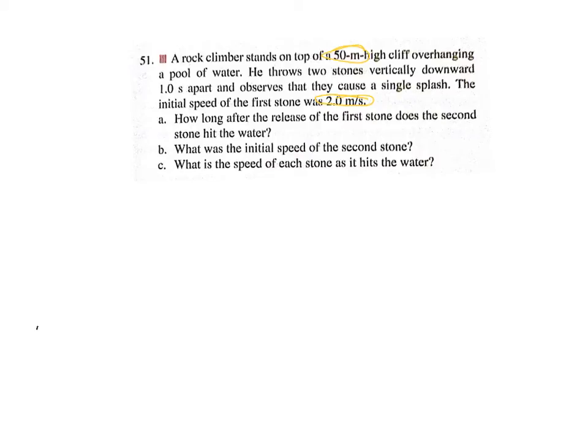So, my final, let's use x equals x0 plus v0 t plus 1/2 a, which would be g t squared since we're in the vertical world. My final position is 0 because it hits the water at 0. I start at 50 meters.